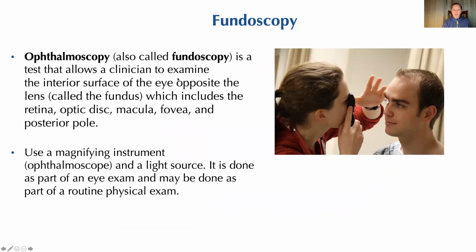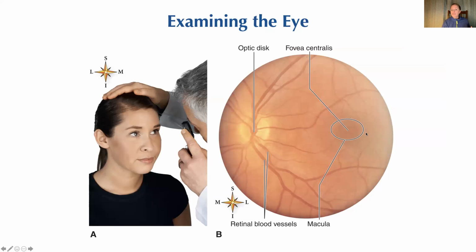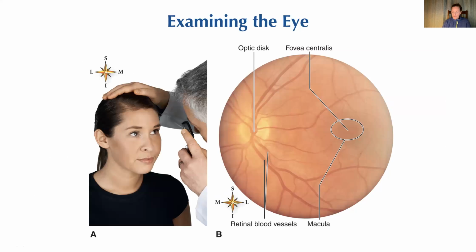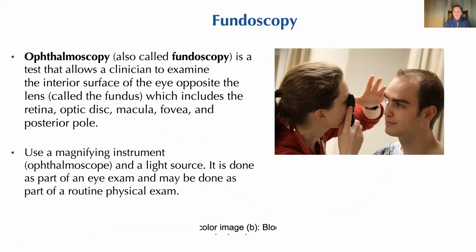Ophthalmoscopy is also called fundoscopy, and that's what people will usually say. So that's when you use the ophthalmoscope to look at the retina and get that vision of the optic disc and the fovea. The fovea, the larger area right here, is called the macula. The fovea is just the center of the macula, okay? All right, and it magnifies the vision back here, all right?